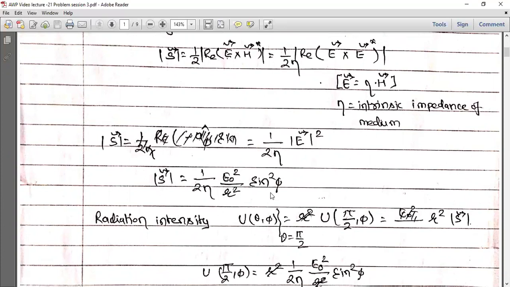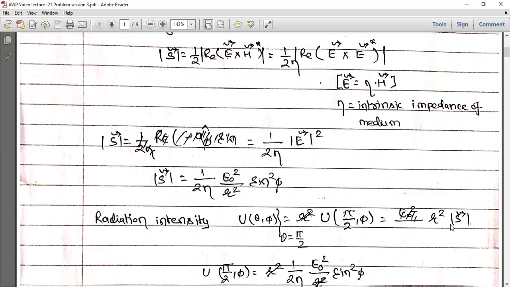Now, once we have the time average power density, we know very well that the radiation intensity at that particular point is given by U theta phi. Since we are concerned only about the theta equals pi by 2 plane, instead of using U theta phi, I use U in the theta equals pi by 2 plane, which you can write as U pi by 2 comma phi. This pi by 2 is the value of theta in that particular plane. So U pi by 2 comma phi will be equal to r square into this time average power density.